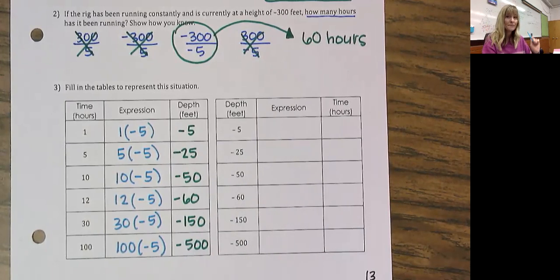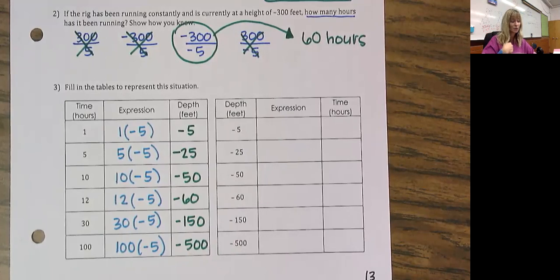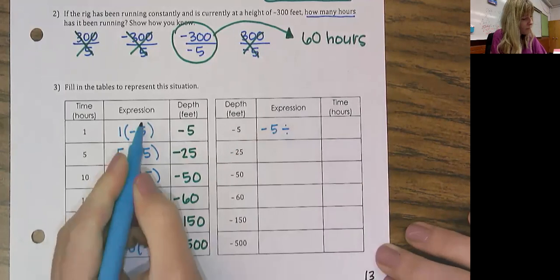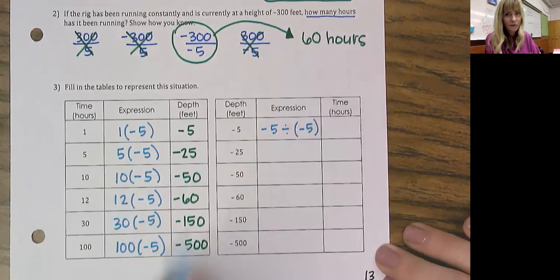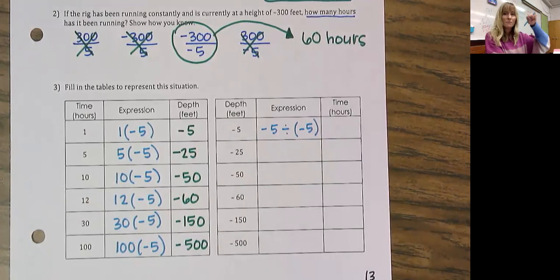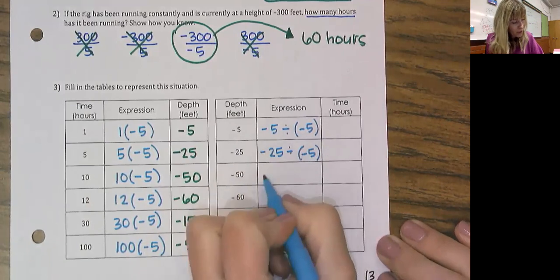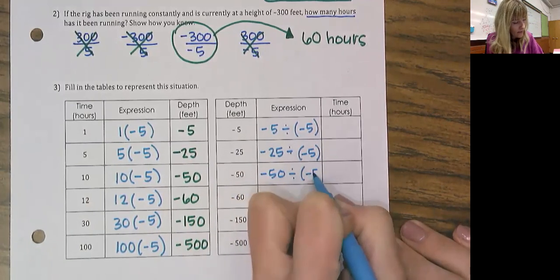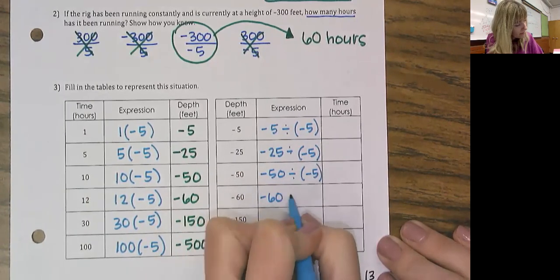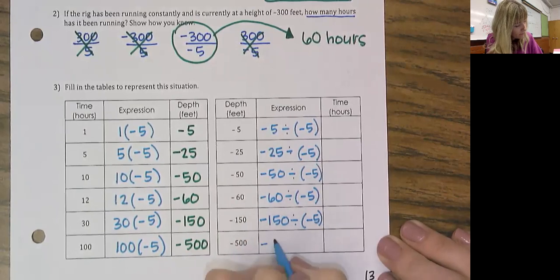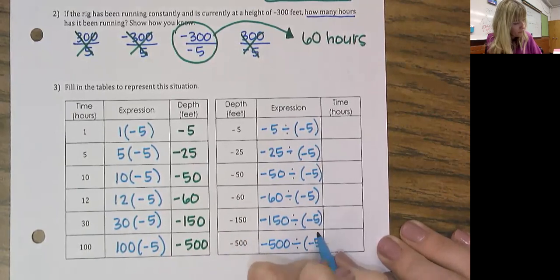Okay. Now, also notice in this table here, there's all those answers we just got. This table is just going backwards. So this table is asking us, instead of to multiply, it's saying, okay, you already know the depth, get me back to the time. Oh, that's a division problem, right? So this expression is negative 5 divided by, now instead of multiplying by negative 5, we are going to divide by negative 5. Because it's still negative 5 feet per hour, we're just now going backwards.